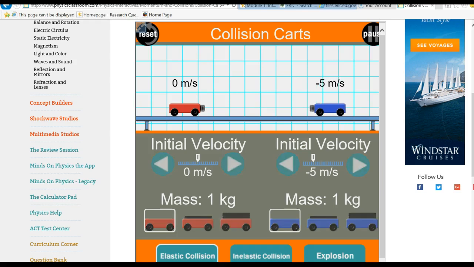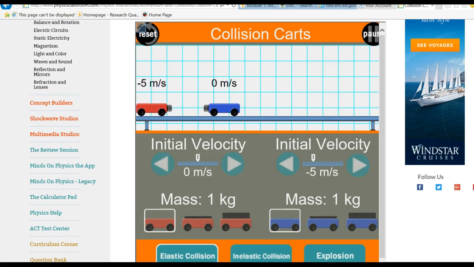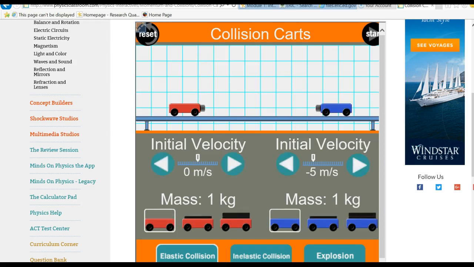Let's check it. Did you get this right? So were you able to predict correctly that the blue one completely transferred all of its momentum to the red one because it came to a stop and all of its momentum went into the red one? This only happens if the two carts have identical masses. Let's reset this and try a different scenario.